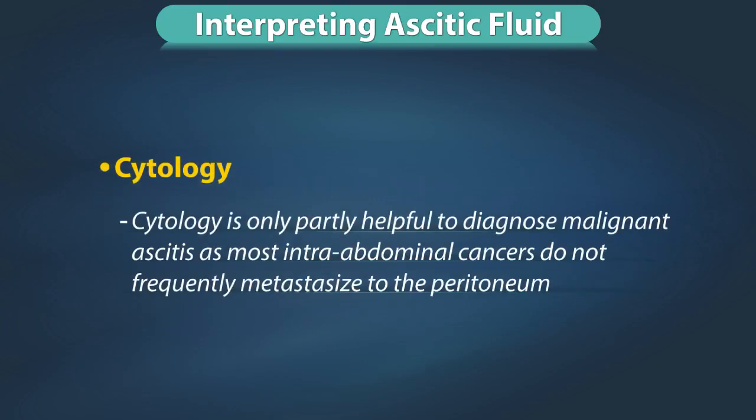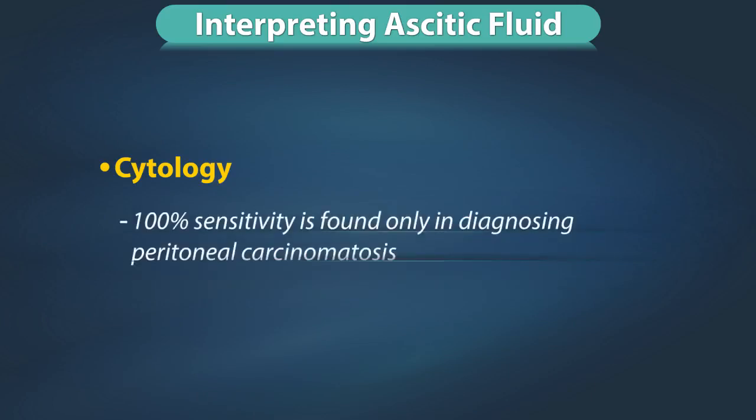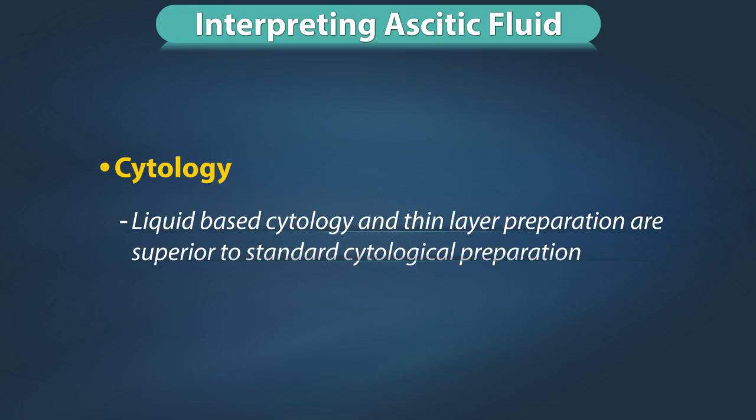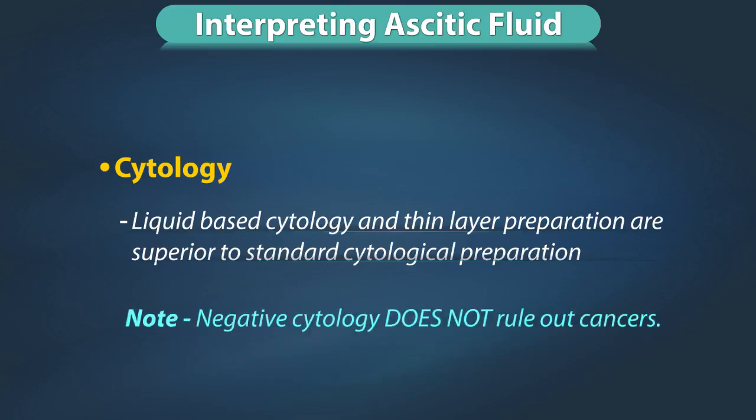Cytology. Cytology is only partially helpful to diagnose malignant ascites as most intra-abdominal cancers do not frequently metastasize to the peritoneum. 100% sensitivity is found only in diagnosing peritoneal carcinomatosis. Liquid based cytology and thin layer preparations are superior to standard cytological preparations. Note: negative cytology does not rule out cancers.